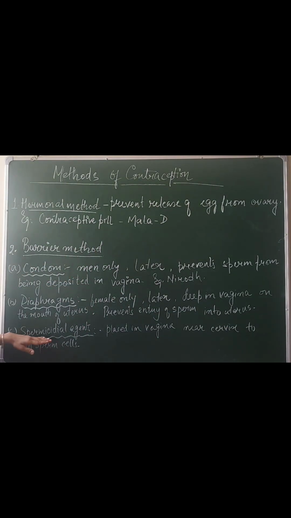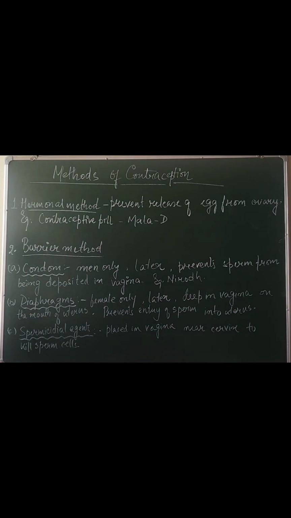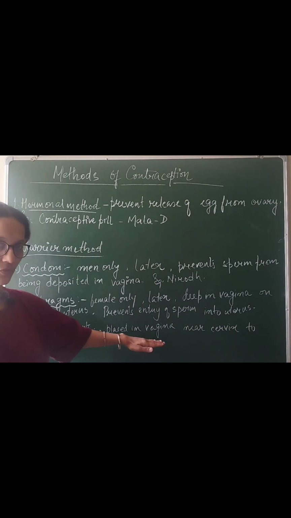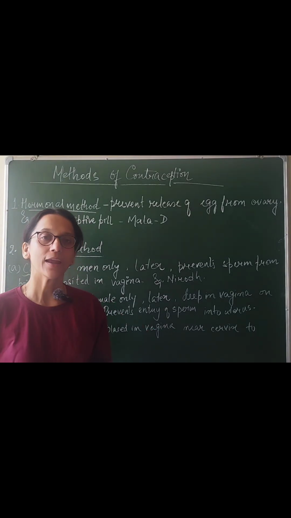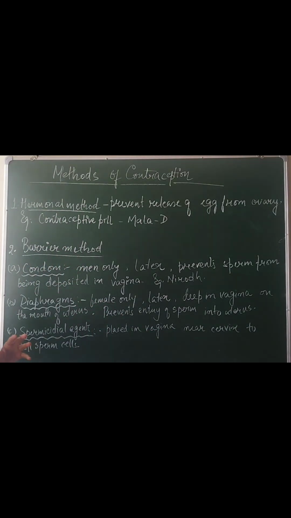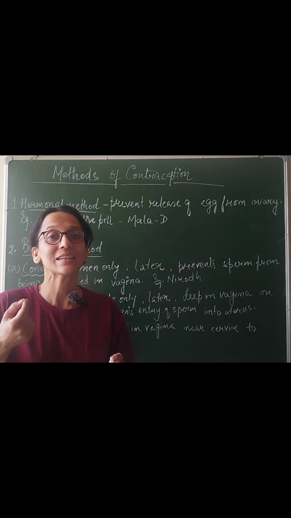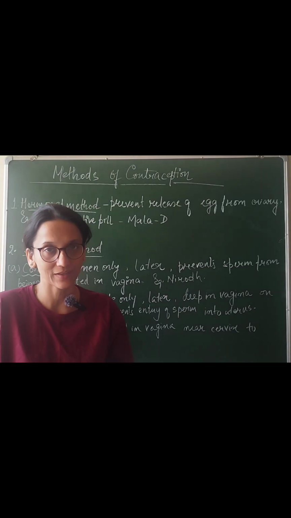The third method, these are called spermicidal agents. These are basically chemicals which are placed in the vagina very close to the cervix, and what do they do? They actually kill the sperms. So these sperm cells get killed, and so they have no effect left.